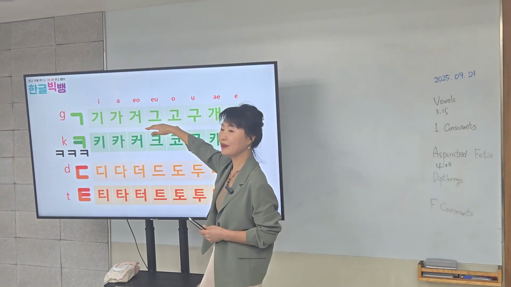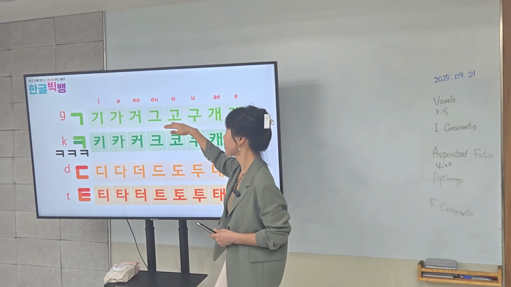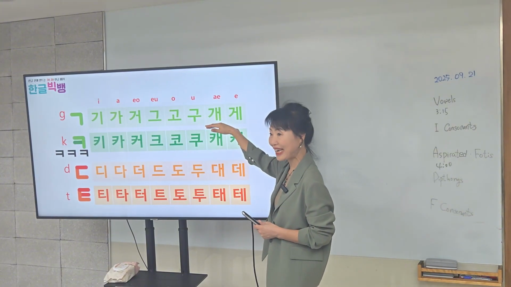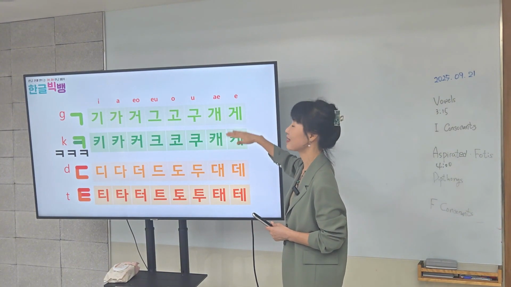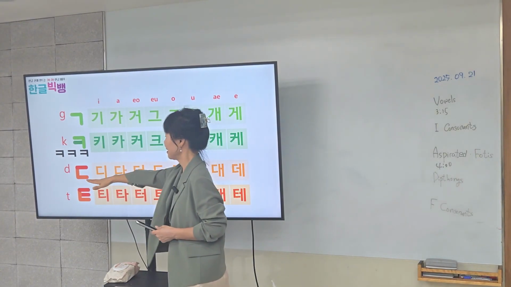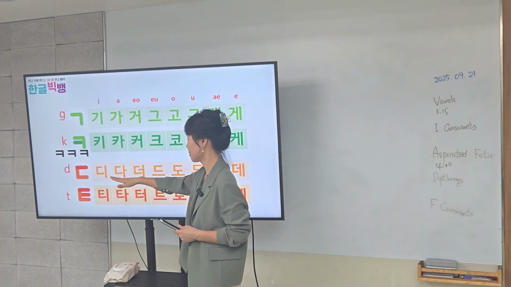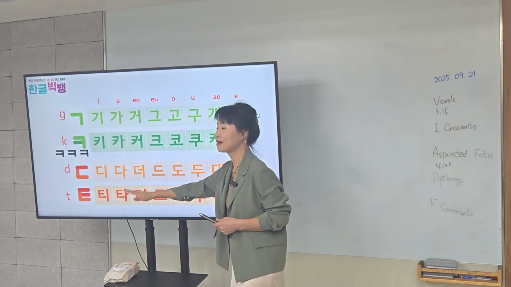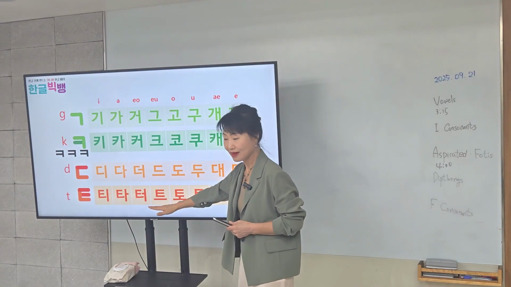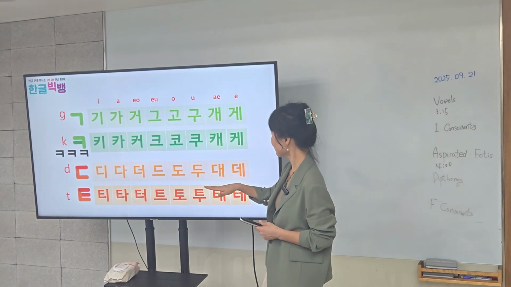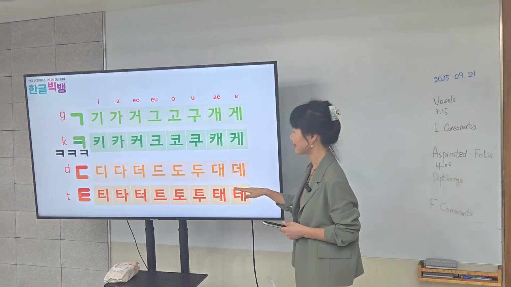Okay. From here, 기, 키, 가, 거. Okay. 고, 개. Okay. 개, good job. And t. So t. 다, 타. Okay. 또, 터, 드, 트, 토, 두, 레, 테.